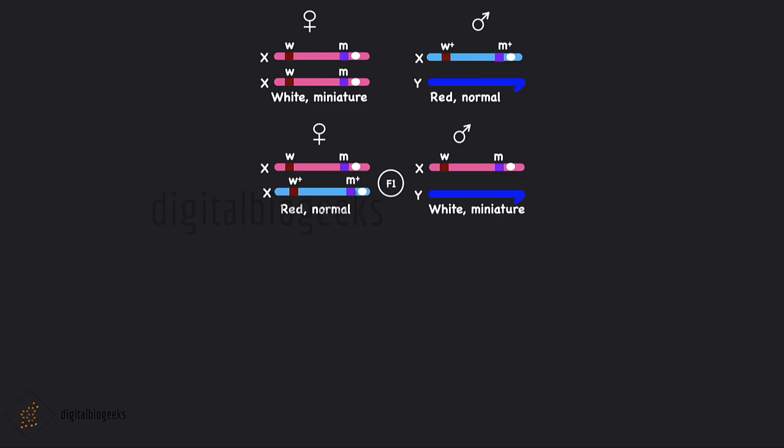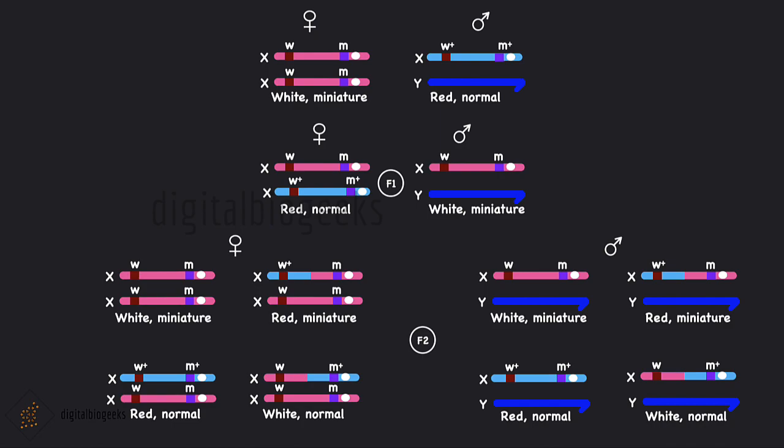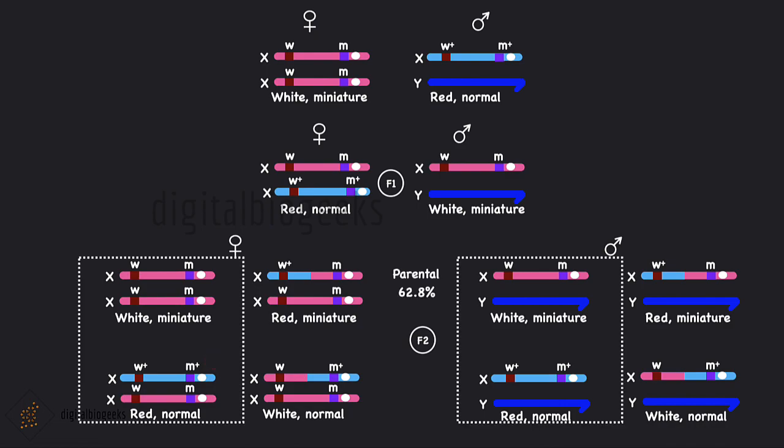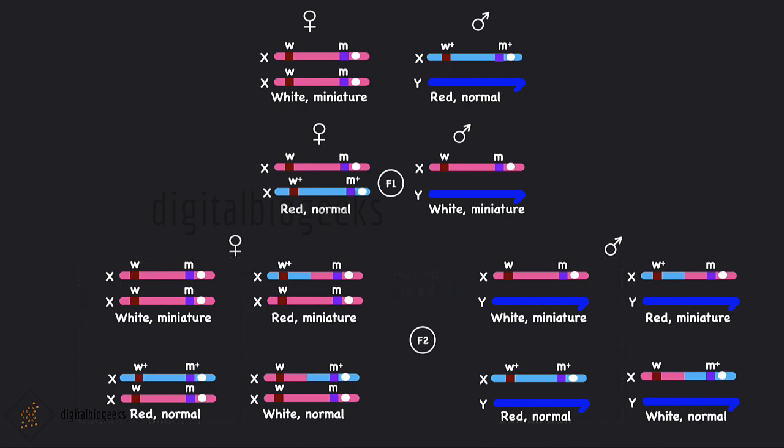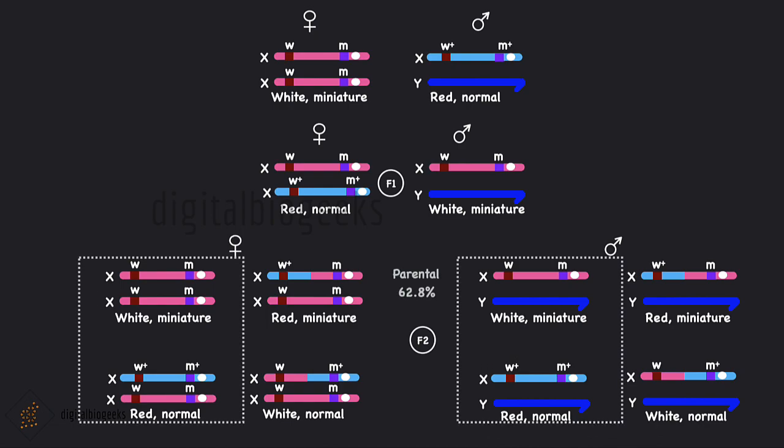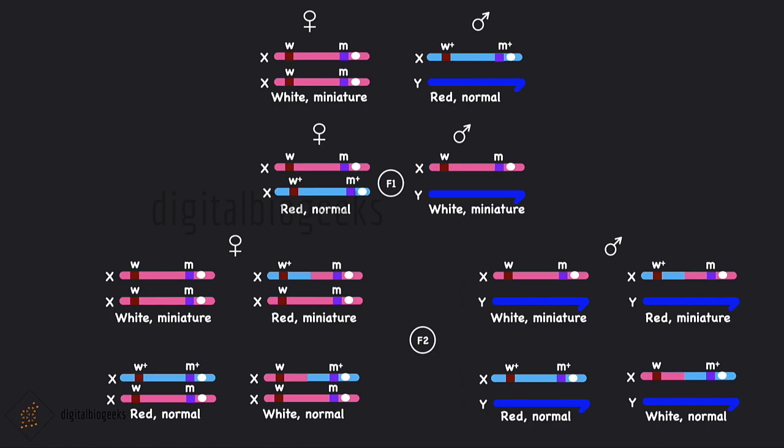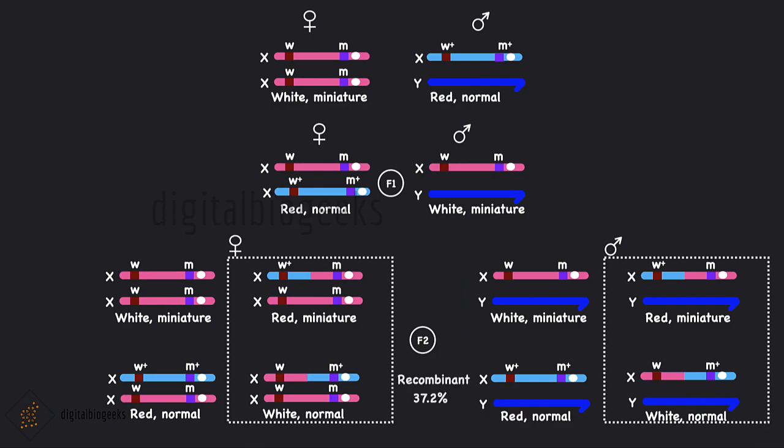In F2 generation, as in our previous example, Morgan got parental types and recombinant types. However, as the alleles were far apart, the recombinant types were more than in the previous one. Here you can see these genes are located far apart in the chromosome. As a result, here the parental types were 62.8% and the recombinant types were 37.2%. Here the recombinant types are more than in the previous example.